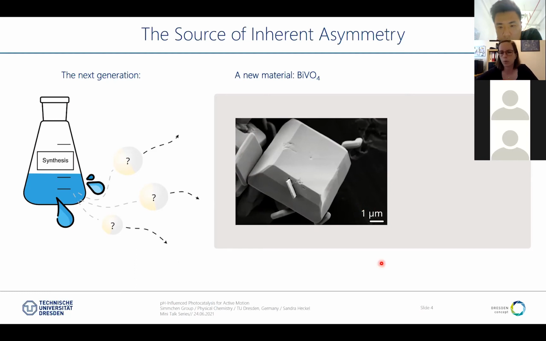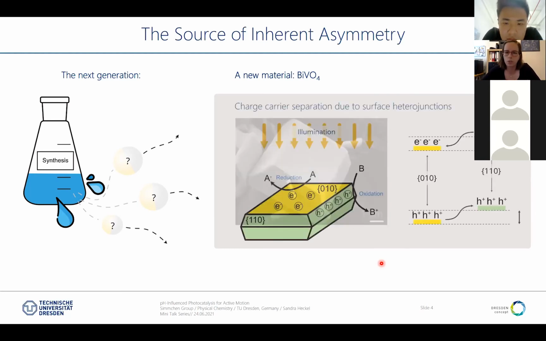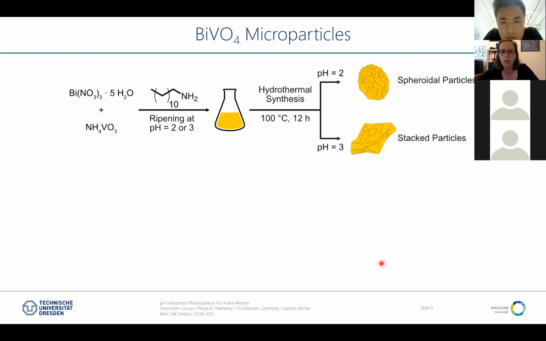And of course, this wouldn't work if we want to have a batch of microswimmers that all behave the same. So I changed the synthesis a little bit and tried some things. And eventually I came up with this synthesis protocol here, where I get polycrystalline bismuth vanadate microparticles. So still the same material, just they are not a single crystal anymore, but assembled out of many small crystallites.